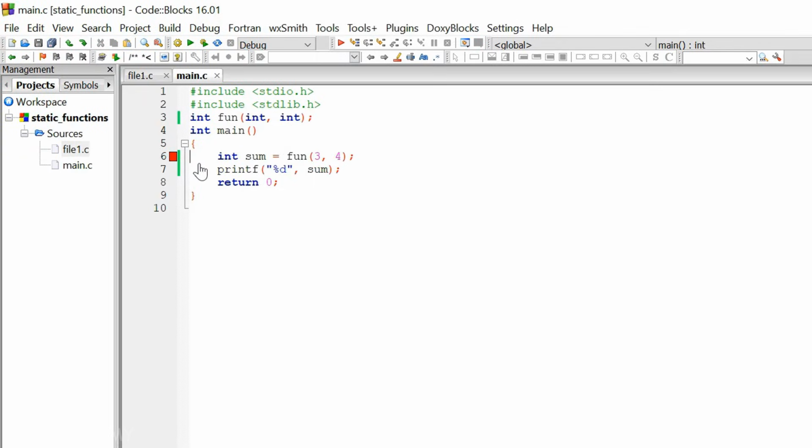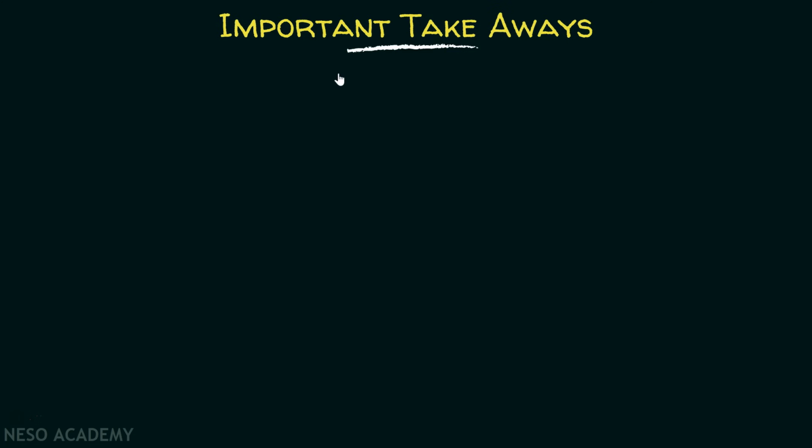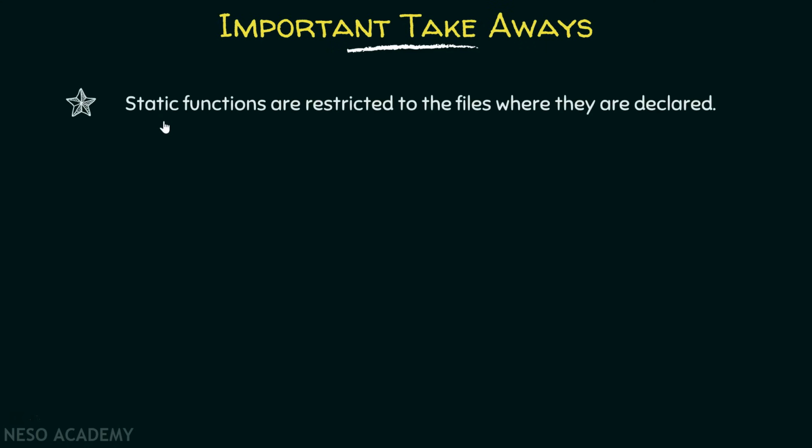Now let's get back to our slides. There are some important takeaways for you. First is, static functions are restricted to the files where they are declared. As I already told you, whenever you declare a static function, then it is restricted to the files where they are declared. No other file can access that function.